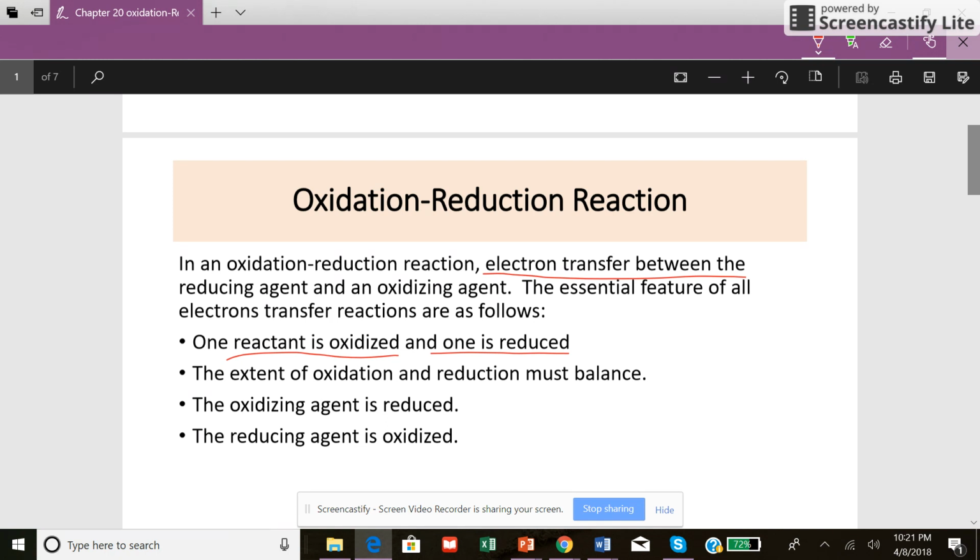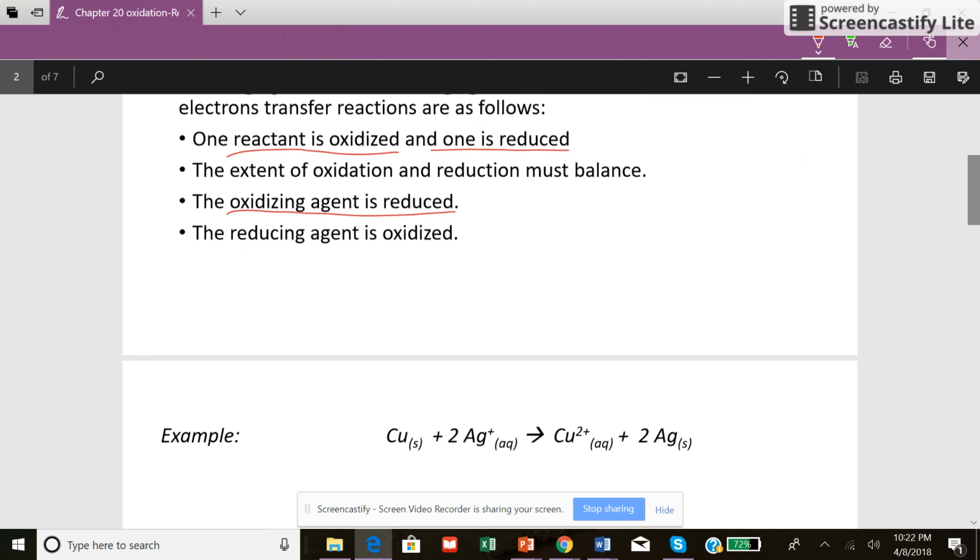For example, if the oxidation reaction loses two electrons, the reduction reaction has to gain two electrons. And the oxidizing agent, its oxidation number will decrease, meaning it will be reduced, and the reducing agent will be oxidized. I think it's easier if we look at some examples.